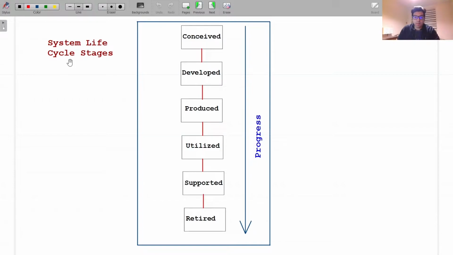ISO/IEC/IEEE 15288 states a system progresses through its life cycle as a result of actions performed and managed by people in organizations using processes for execution of these actions. Well, a system progresses through a common set of life cycle stages where it is conceived, developed, produced, utilized, supported, and retired.